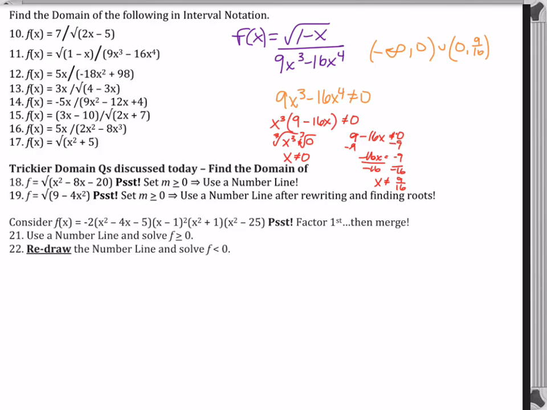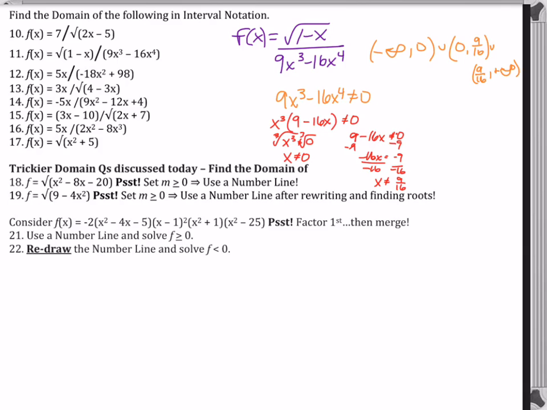Now, a lot of students forget this interval, but think about it, right? In between 0 and 9/16, sure, that's not a very big number, but what about all that little stuff in between? That's fair game. So we can still use those numbers. And then we pick it back up, and notice how it's non-inclusive from 9/16 to positive infinity.